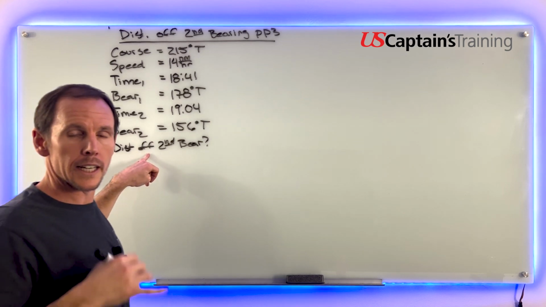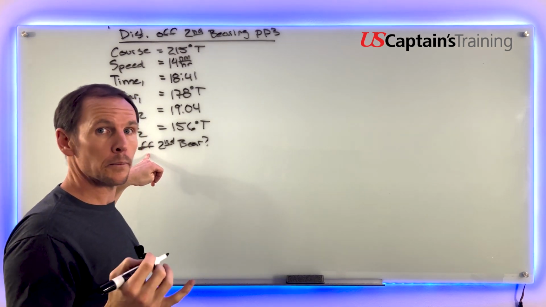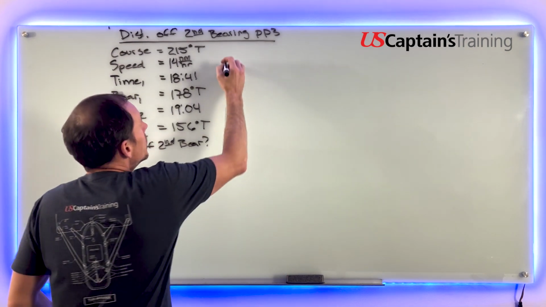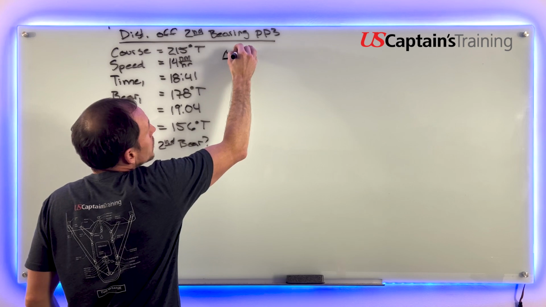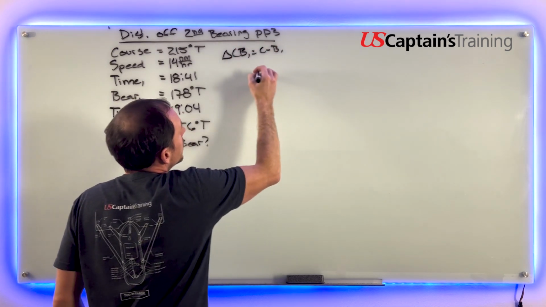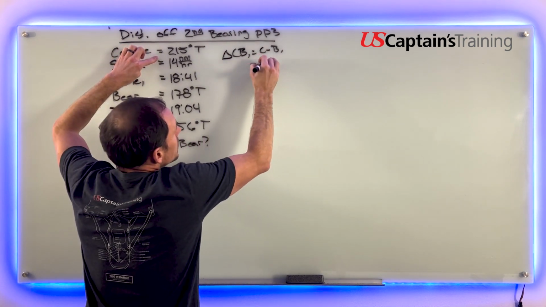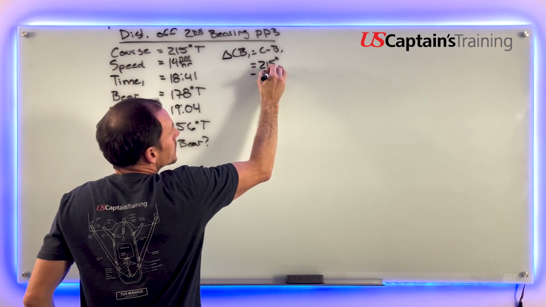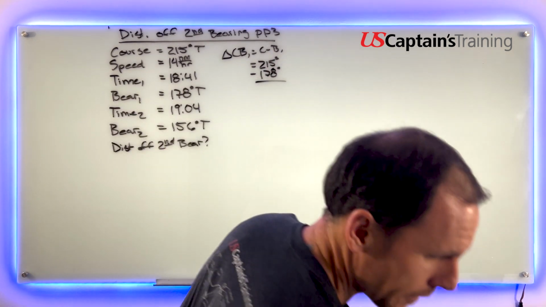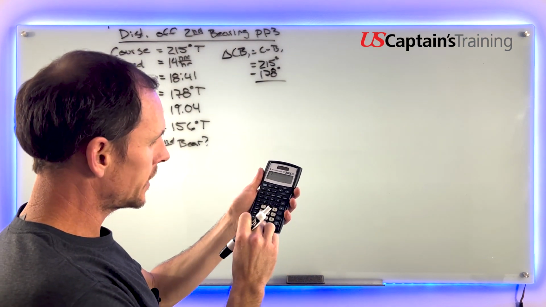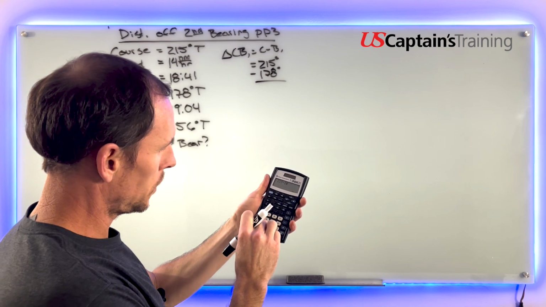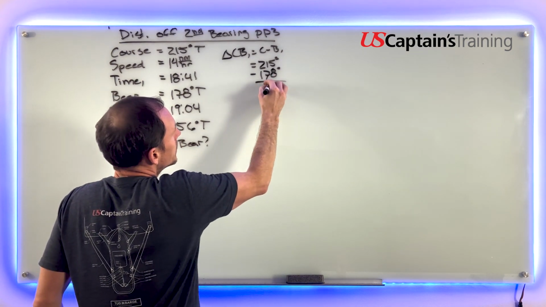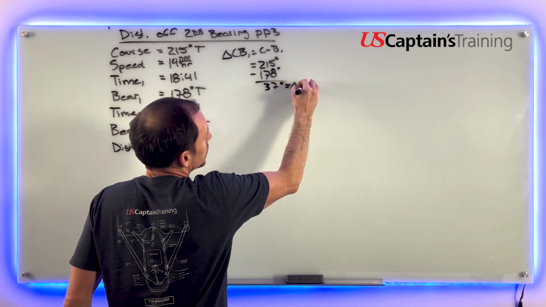The way we find this is with a table in Bowditch. In order to use that table, we need the difference between course and bearing 1 and course and bearing 2. So we're going to find those differences. The change between the course and bearing 1 equals the course minus bearing 1. So the course, 215 degrees, minus bearing 1, 178 degrees. We'll get our calculator. 215 minus 178 equals 37 degrees. That is the change between our course and bearing 1.